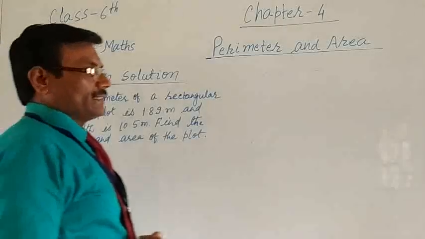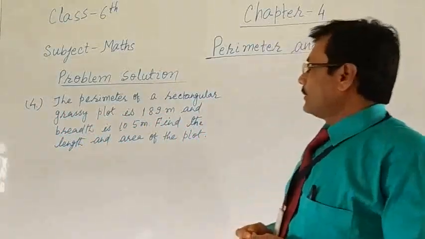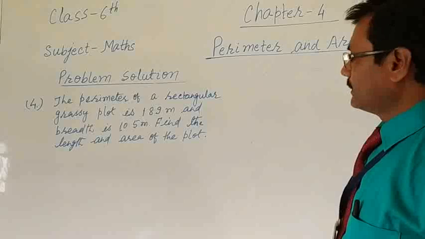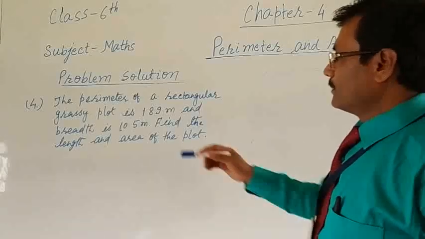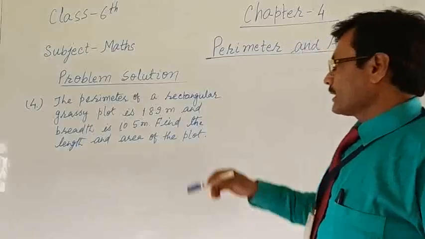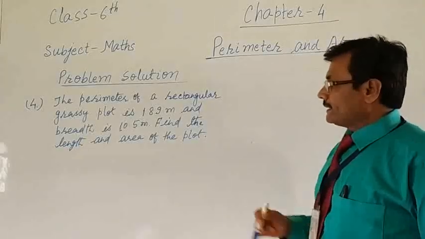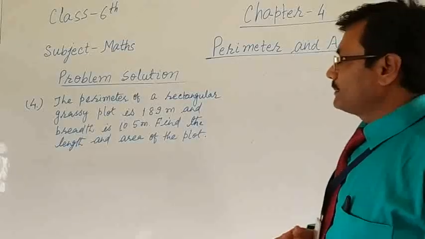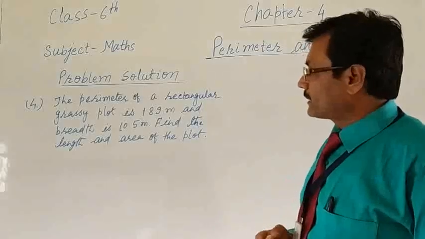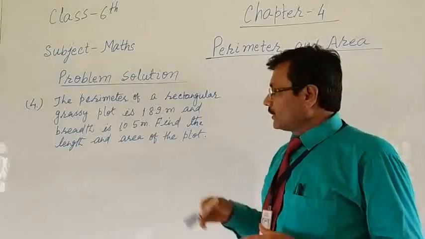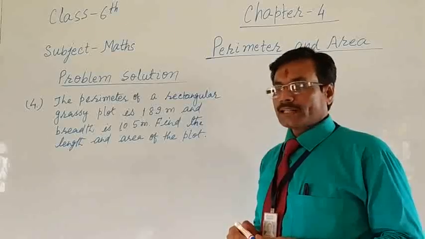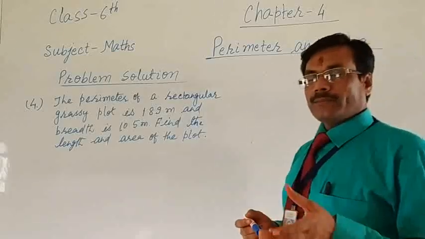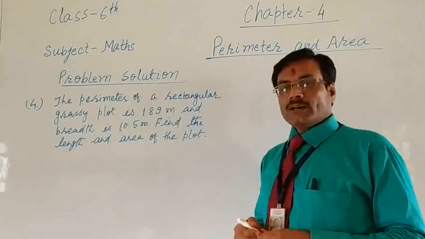Now next question is that the perimeter of a rectangular grassy plot is 189 meter and the breadth is 10.5 meter. So find the length and area of the plot. Means एक rectangular plot है जिसका perimeter दिया है 189 मीटर जबकि breadth है 10.5 मीटर. तो length और area find out करना है. So therefore first of all we use the formula of getting length of rectangle.